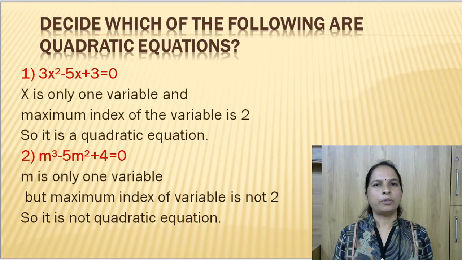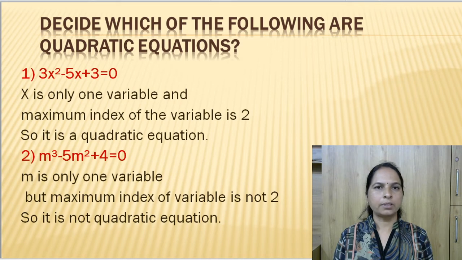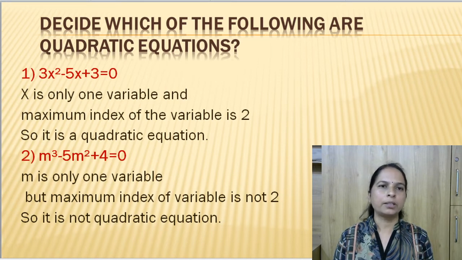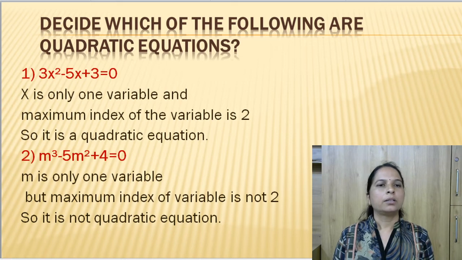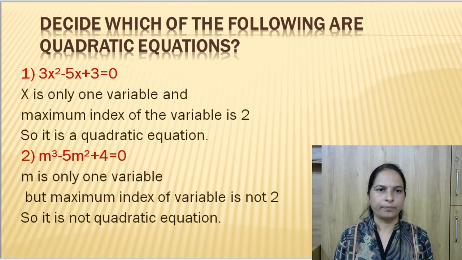Decide which of the following equations are quadratic equations. Let us decide whether the given equations are quadratic equations or not. First equation is 3x square minus 5x plus 3 is equal to 0. In this equation, there is only one variable, and how do we decide whether the given equation is a quadratic equation? If the index of the variable is 2, then only it is a quadratic equation. Here the variable is x and its index is 2, so it is a quadratic equation.